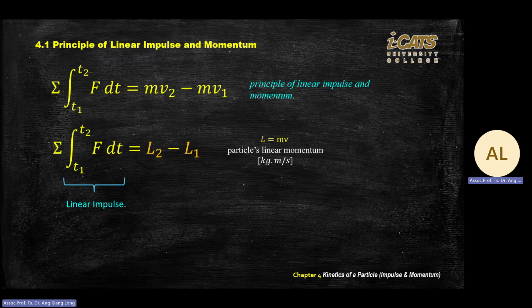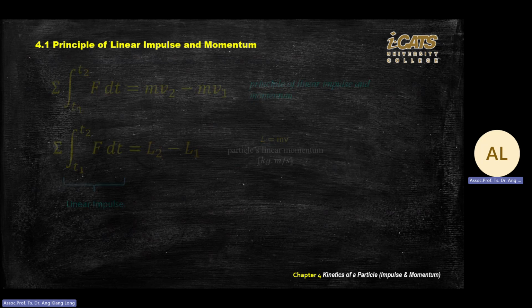Now if you look at the word linear, what does it mean? You know how to plot a graph, right? Linear means you have the y equals mx plus c equation. It means either the force is constant or the time is constant, and it moves in a line form. So it's linear.